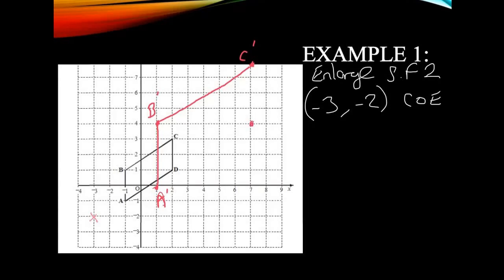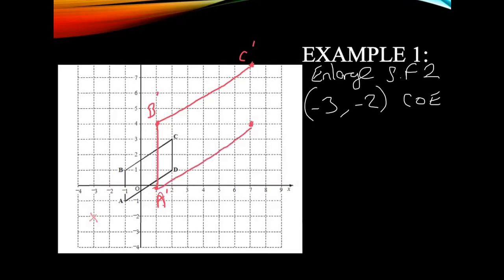Okay, so I've used a little bit of logic to get it to that point, but I'm just going to check. So D was 1, 2, 3, 4, 5 along, 1, 2, 3 up. It's now going to be 10 along and 6 up. 1, 2, 3, 4, 5, 6, 7, 8, 9, 10. 1, 2, 3, 4, 5, 6. Good, I got it in the right place. Okay, so let's join these up. Oops, there we go. D dash.